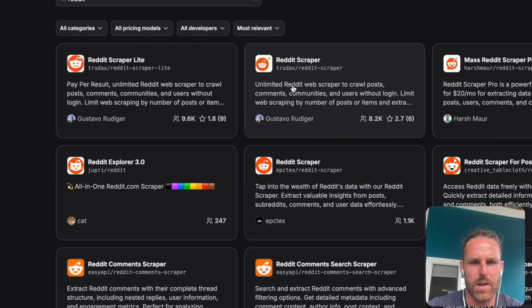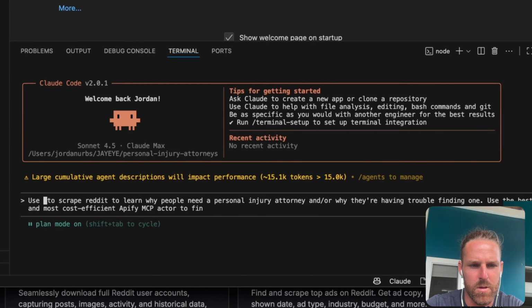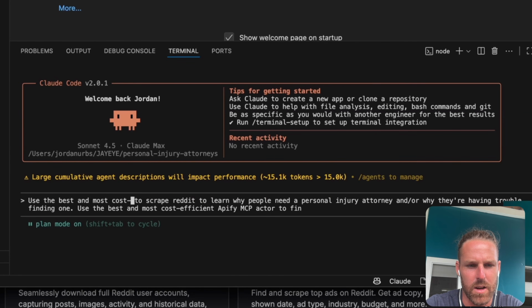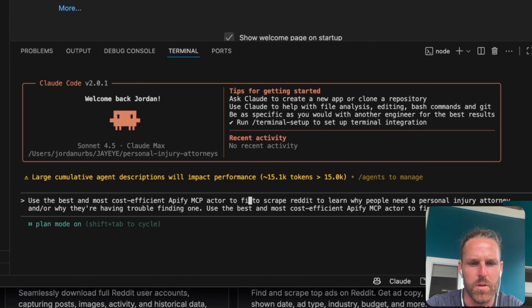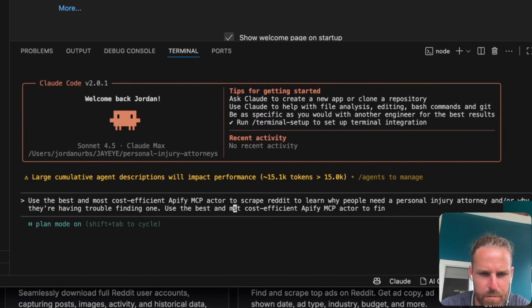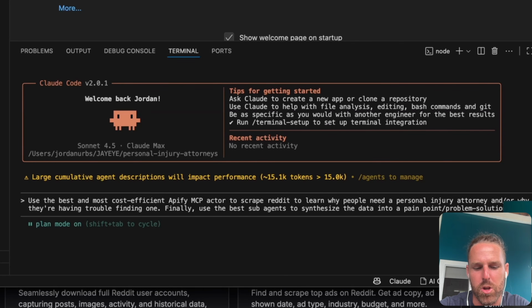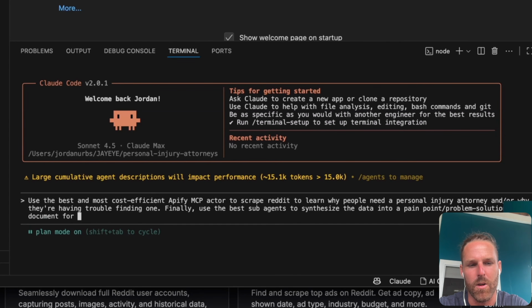So that's a little expensive. Let's just say use the best and most cost-efficient Apify MCP actor to scrape Reddit. There we go. Finally, use the best subagents to synthesize the data into a pain point problem solution document for a directory that will list personal injury attorneys.